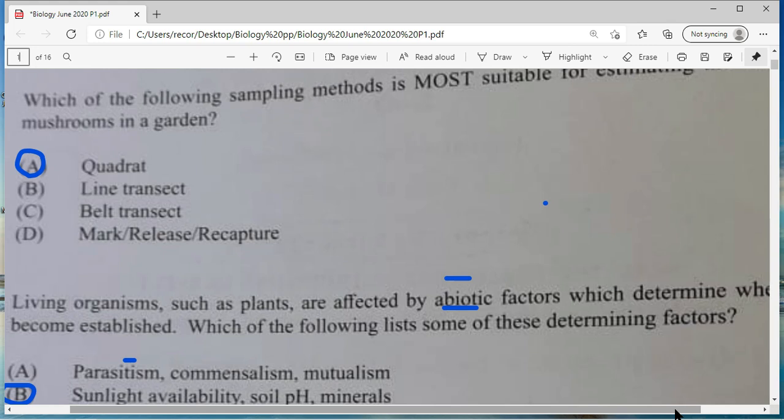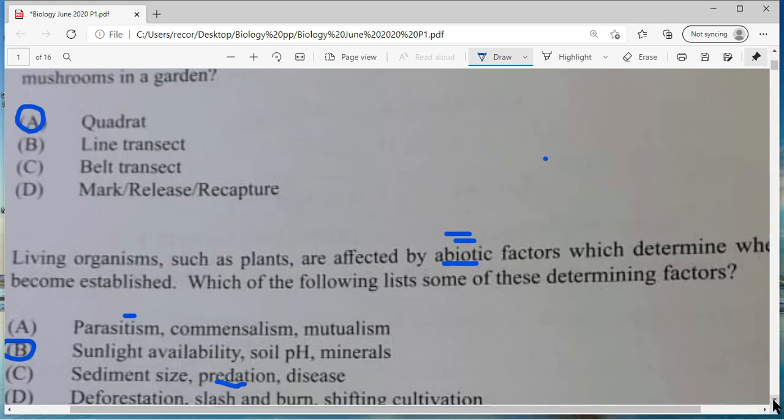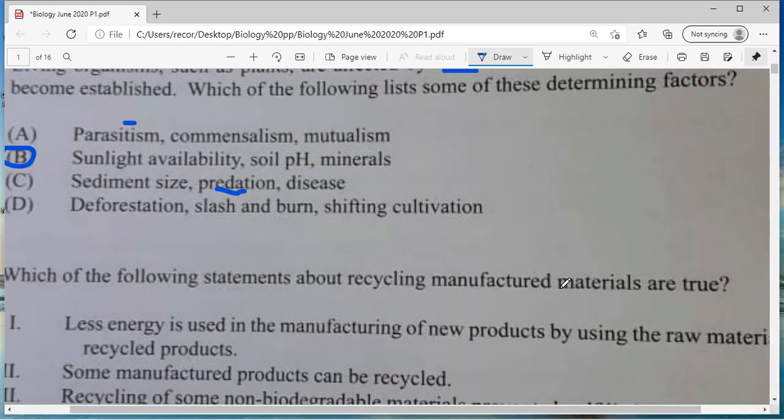A here being parasitism, commensalism, mutualism. That in itself is going to be a biotic factor, because we're looking at living things. And you'll realize here that we really want to solve for abiotic factors. So A could not be the answer. B is more suitable. We're looking at pH, minerals, and of course, availability of sunlight. Now, C there, the predator in C would make it not possible. And D is something a little different. So the most suitable answer there is going to be B.